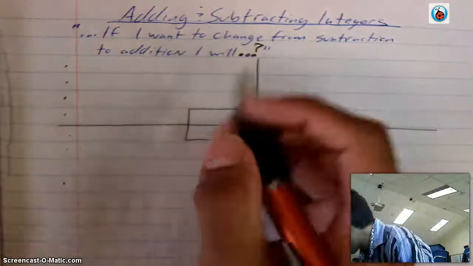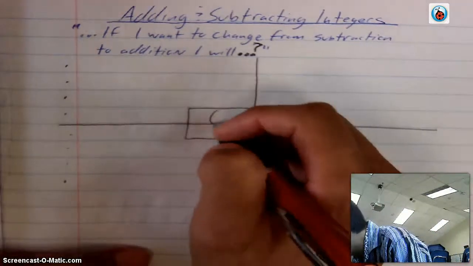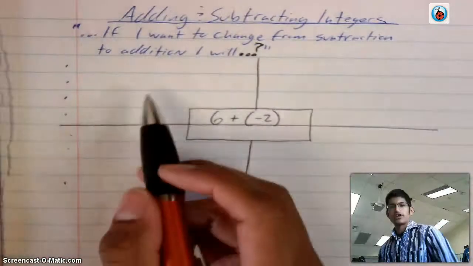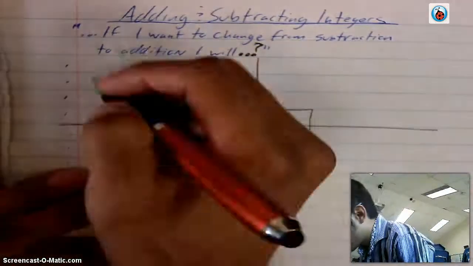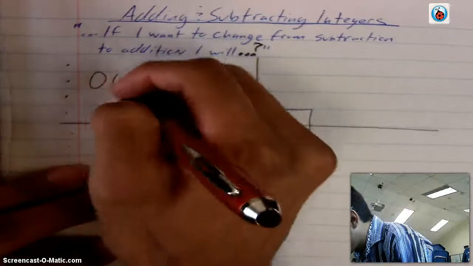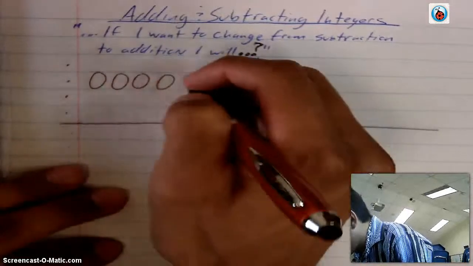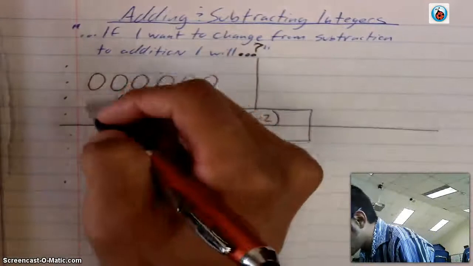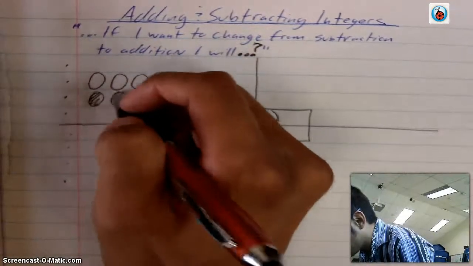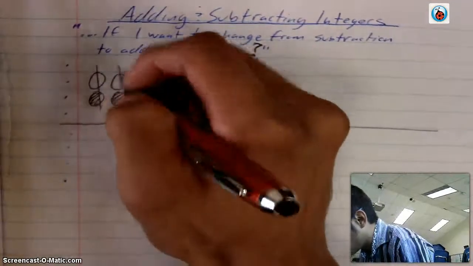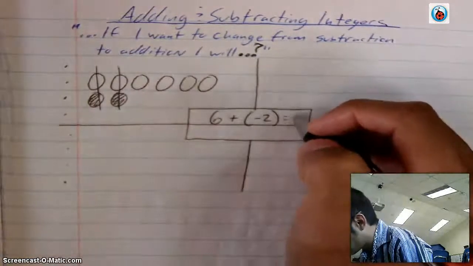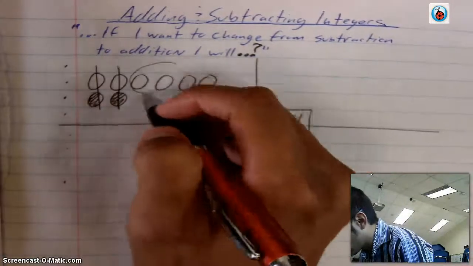So let me give you an example problem: 6 plus negative 2. In this top left box, I'm going to draw that out with the models. So 6 positive chips, 1, 2, 3, 4, 5, 6. And then add means I'm going to add in 2 negative chips, 1, 2. I cross out my 0 pairs, and my answer is positive 4. So 6 plus negative 2 is positive 4. Let me circle my answer here.